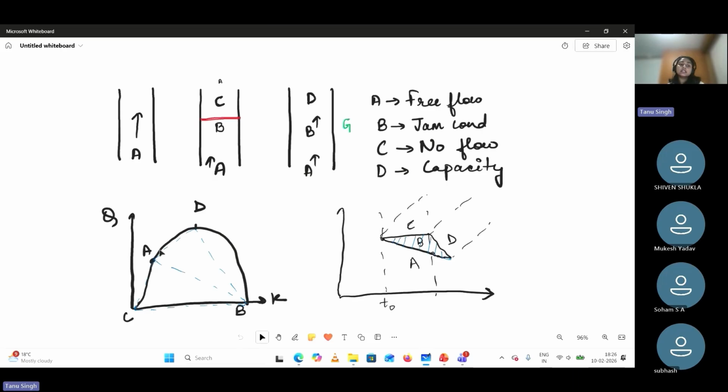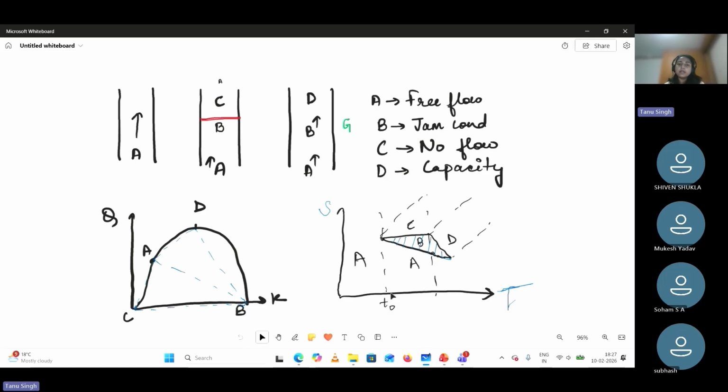Whatever line connects these different traffic states, the slope of these lines is termed the speed of the shock wave. So we can also represent this in the space versus time graph. So this is the space versus time graph, in which, for example, this was the free flow condition where it was traffic state A.